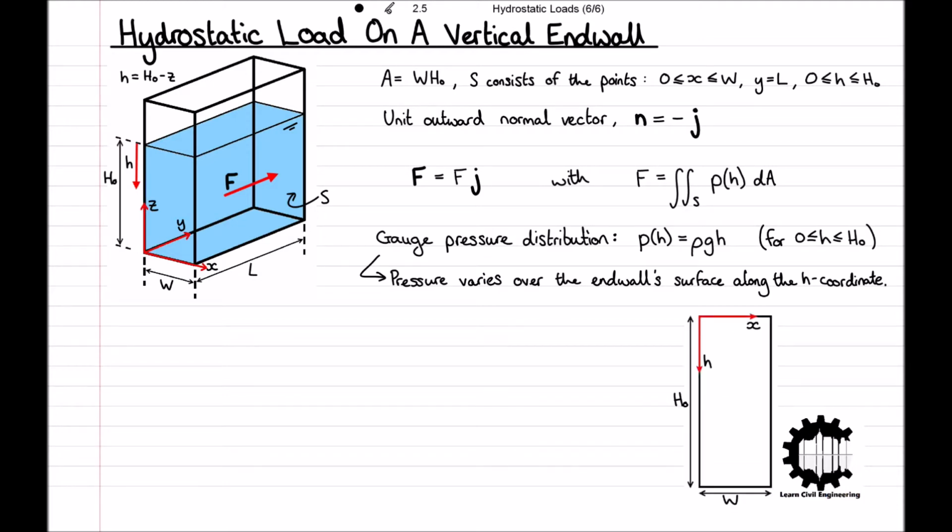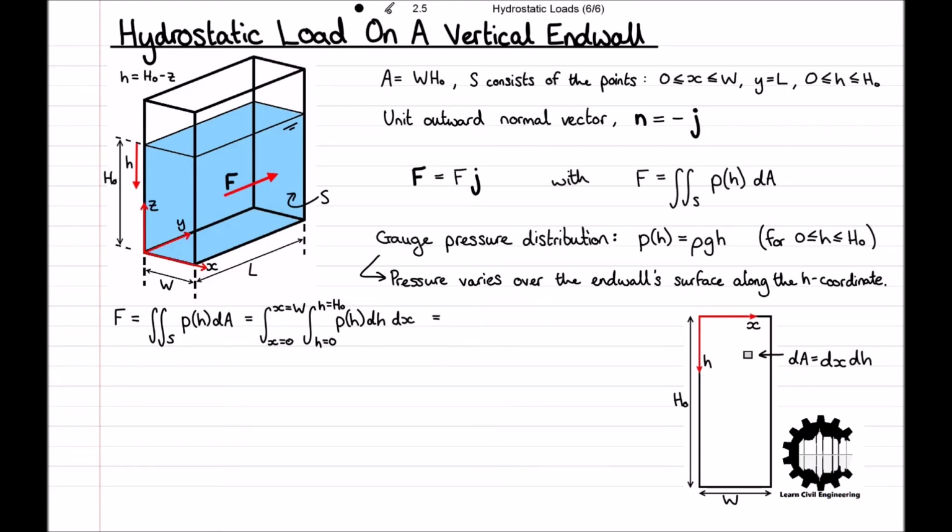To evaluate this integral, we write dA equals dx dh, because it is the x and h coordinates that lie in the plane of the surface S. And then, we integrate the product P with respect to x and h at all points on the surface S, which is just from x equals 0 to x equals W, and h equals 0 to h equals h0. Writing this equation out then, we have F is equal to the surface integral of P with respect to A, which as we've just discussed can be written as the integral of P with respect to h from h equals 0 to h equals h0, then integrated with respect to x from x equals 0 to x equals W.